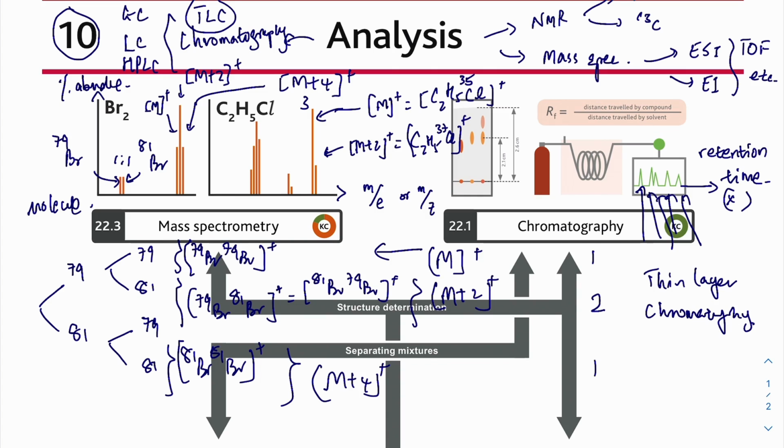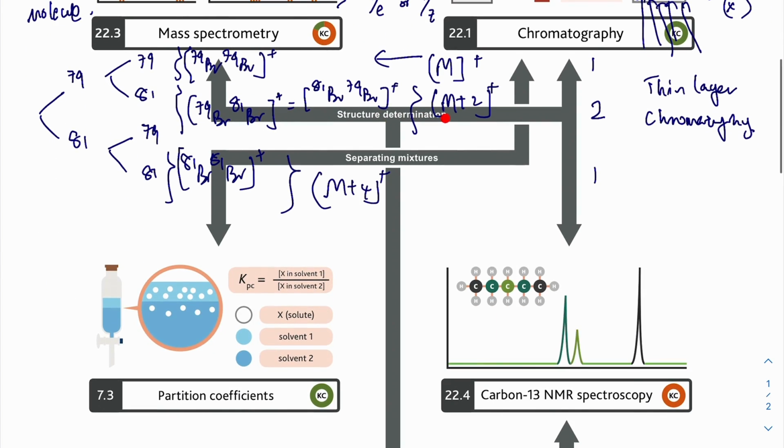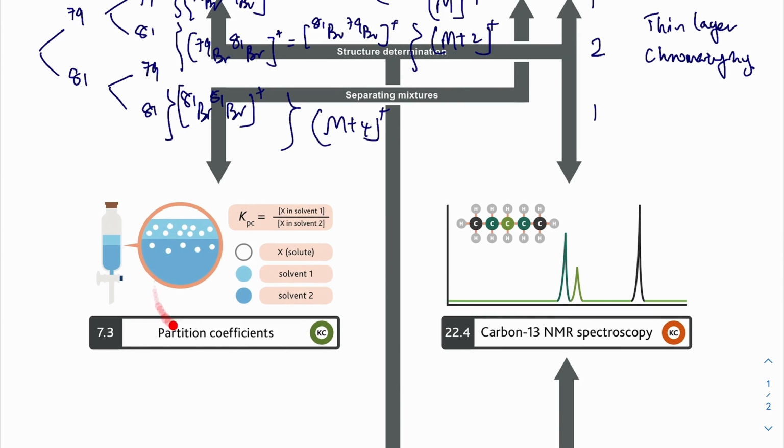where it gives you one dot or one color. That means it's pure. This is a mixture, and this mixture contains this known product because the RF value matches that, and something else which I don't know. Okay, but I can separate them. It does a structure determination. You can use analytical techniques like this. Separating mixture, they put KPC, which is to do with partition coefficient, in this analytical technique.